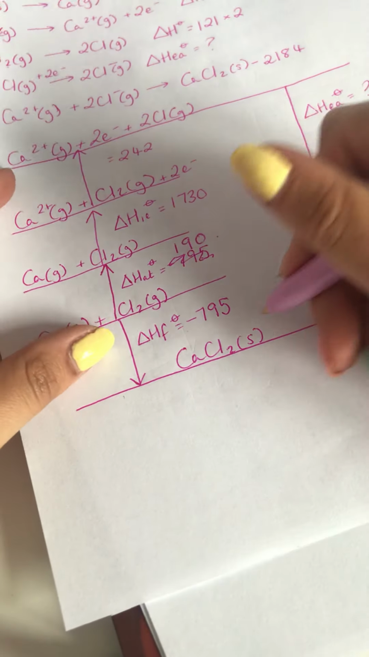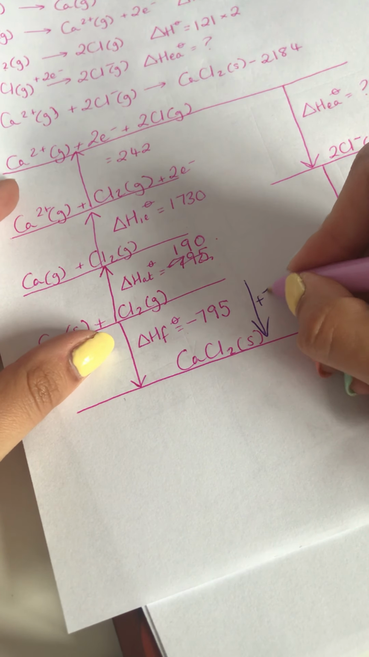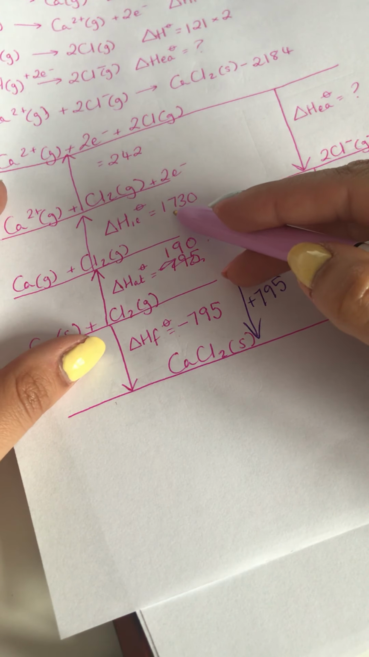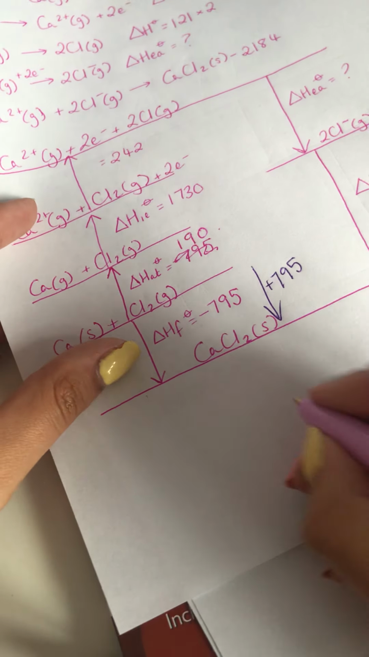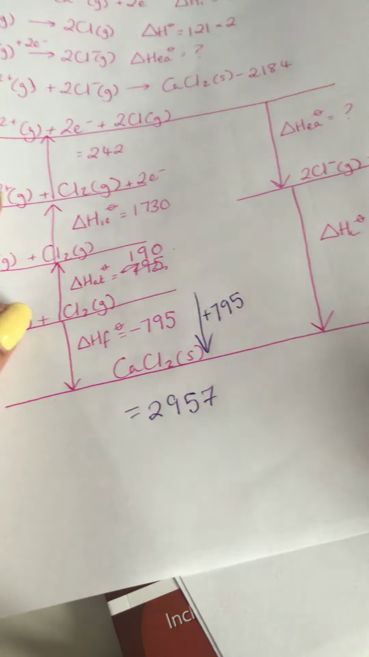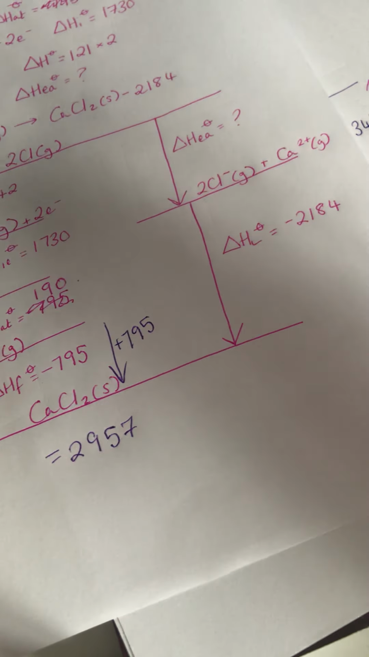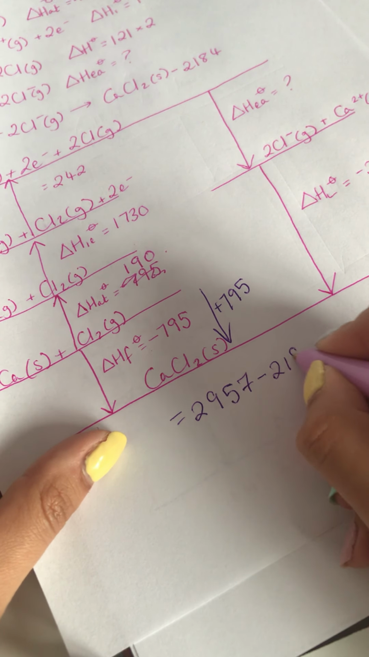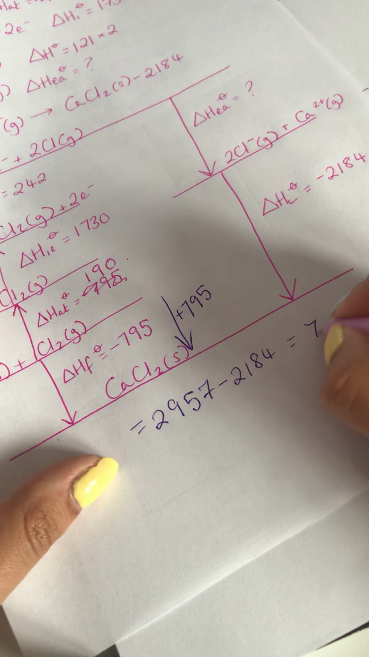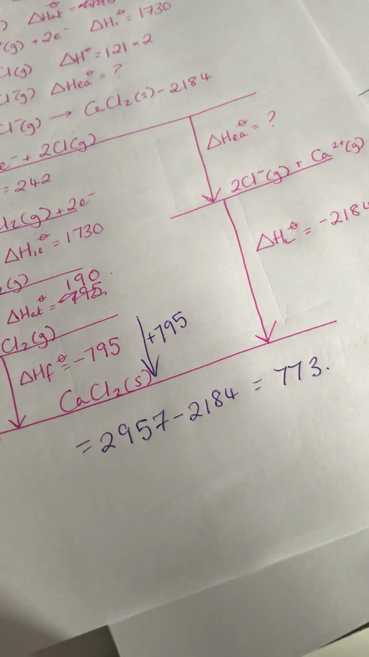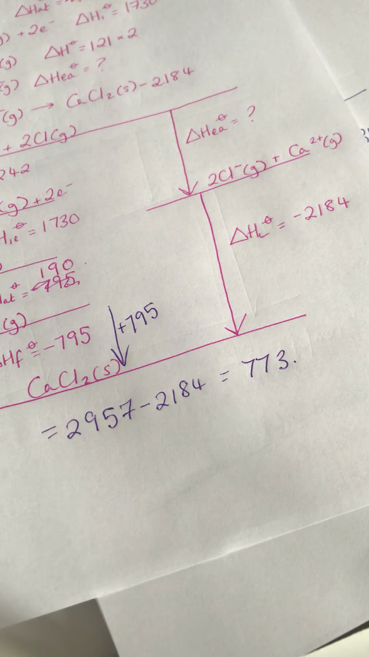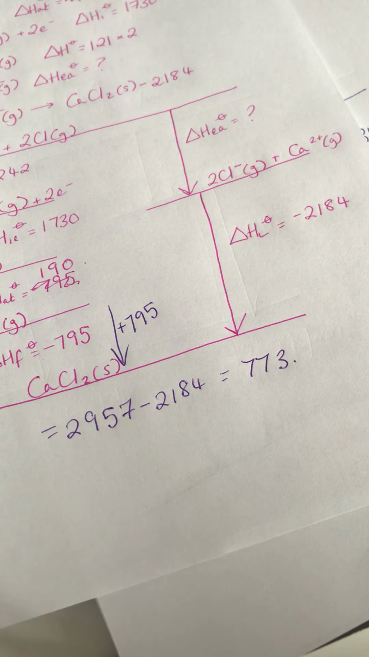So on the left hand side, I'm going to turn this one around, plus 795. So I'm going to have plus 795, 190, 1730, 242, which gives me 2957. So on the right hand side, I'm now going to subtract 2,184 from that, which gives me 773. However, okay, we cannot stop there. You'll be forgiven for thinking immediately that is our final answer.